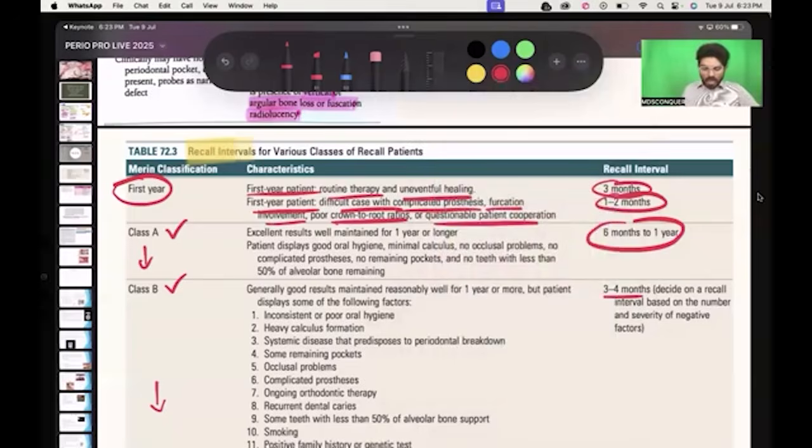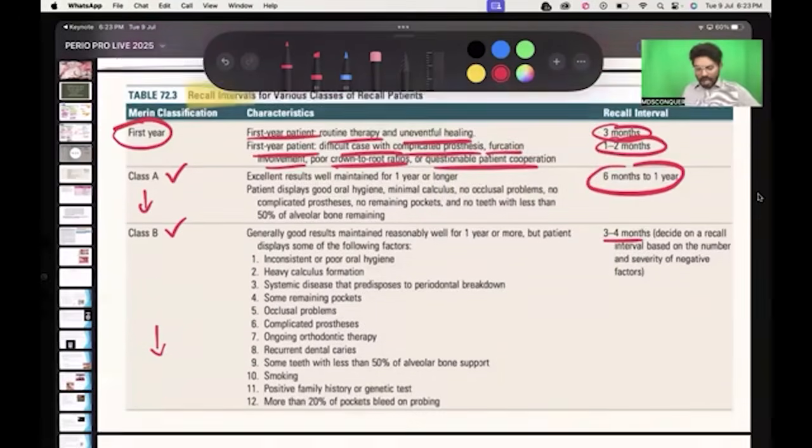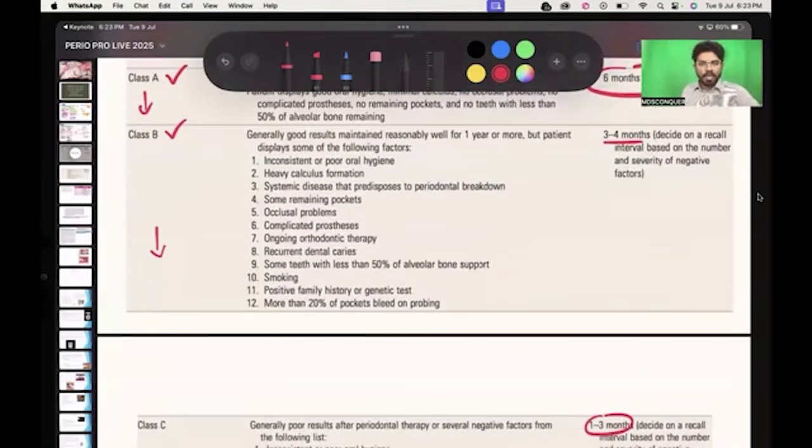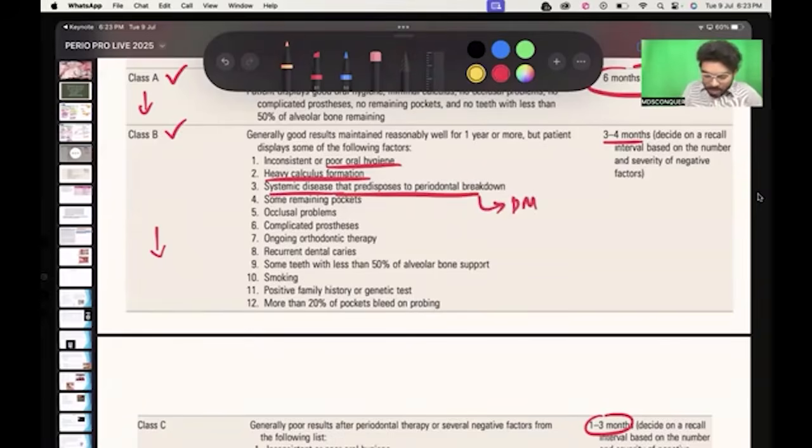Let me have a glance at class B. So what is class B? Class B is the patient who has poor oral hygiene, heavy calculus formation, and systemic diseases that predispose to periodontal breakdown. For example, the best systemic disease I can give you is diabetes. And the patient has some pockets. Underline the word: the patient has some pockets.